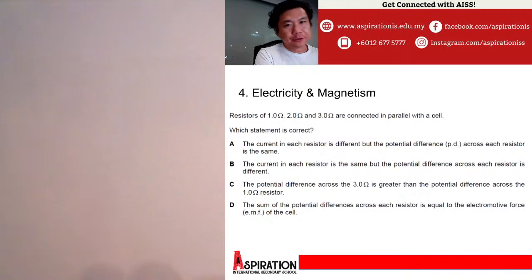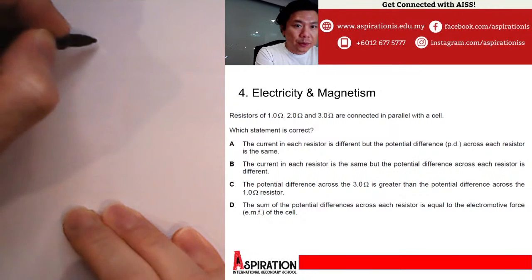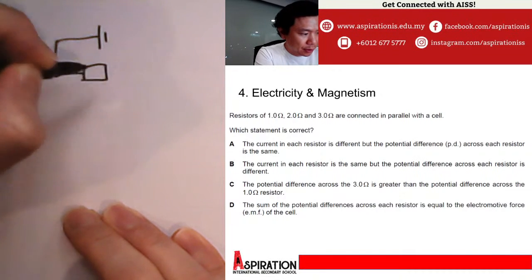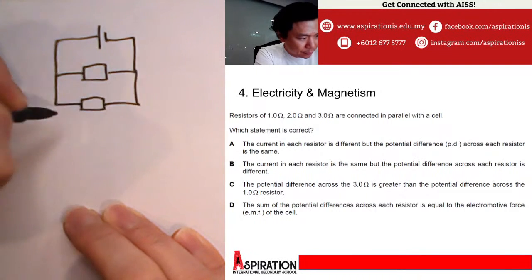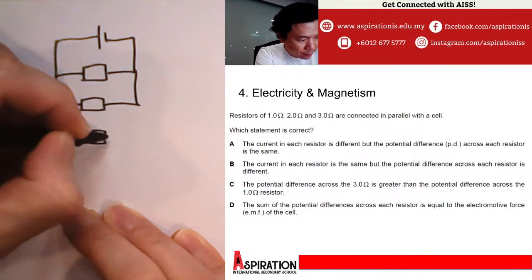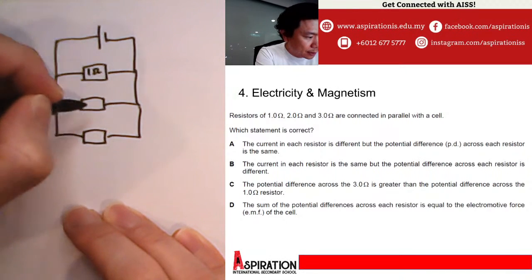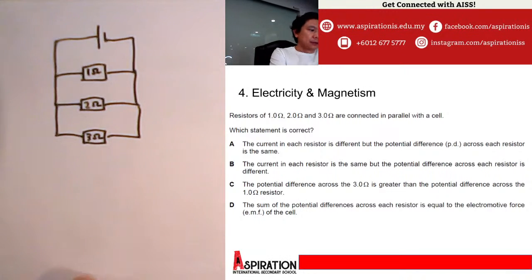Now you are given 3 resistors, and they are in parallel. So this is a cell for you, and now you've got 3 in parallel. Let's say this one is 1 ohm, 2 ohms, and 3 ohms.